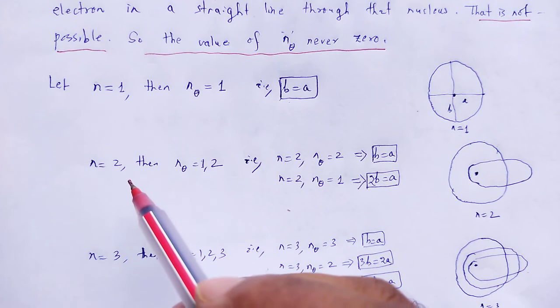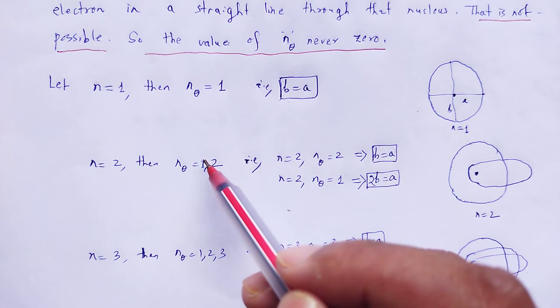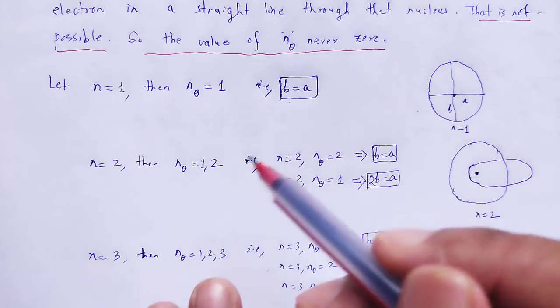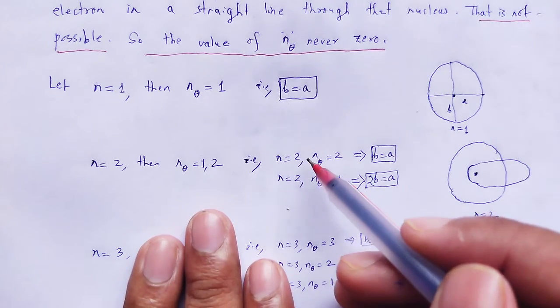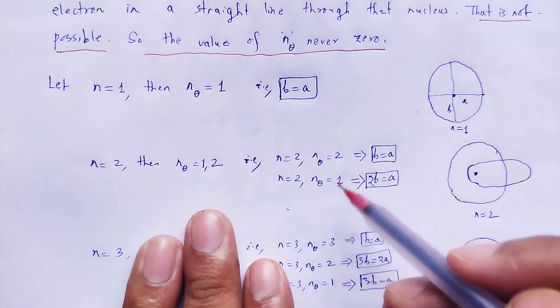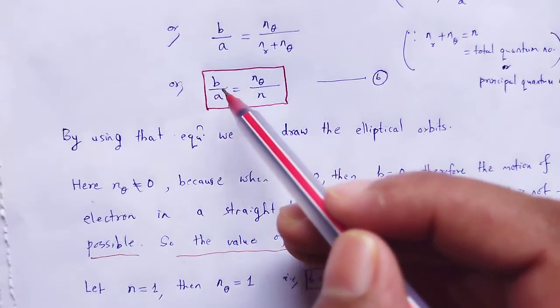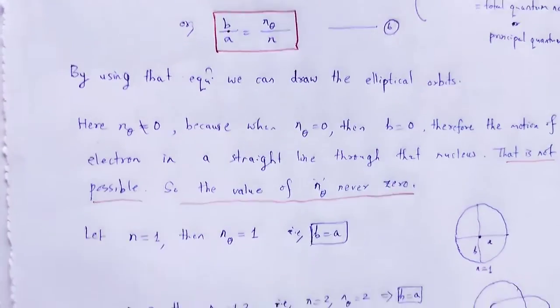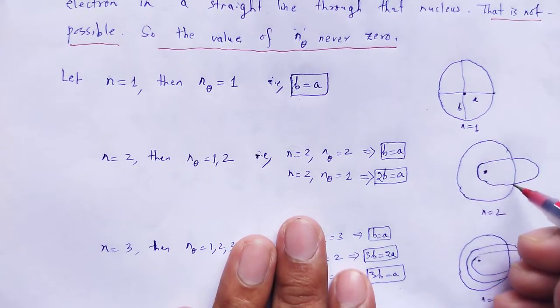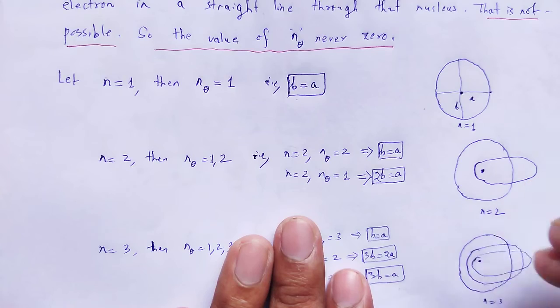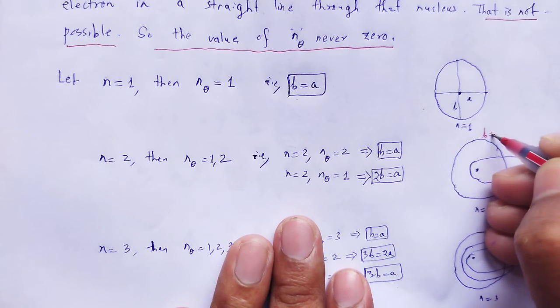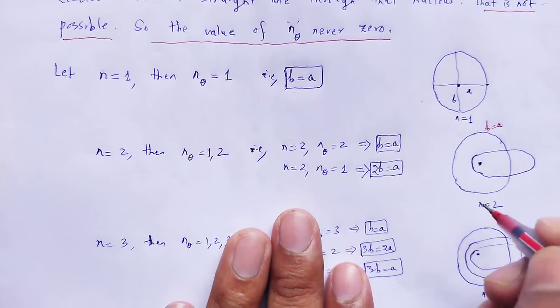Next, let us choose the principal quantum number as 2. So the azimuthal quantum number is 1 or 2. When n is equal to 2 and nθ is equal to 2, in that situation b is equal to a. So it is just like a circle. Here b is equal to a.